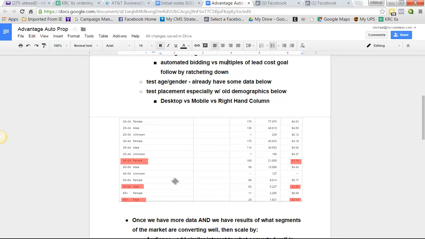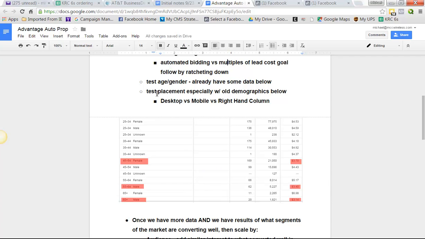Again, it's more data, more testing, but you can see just on a simple breakdown here, it varies a lot. I mean, there's 50% variation in lead cost, more than 50%, depending on age and gender. So that's another way we want to test this thing and take it apart.